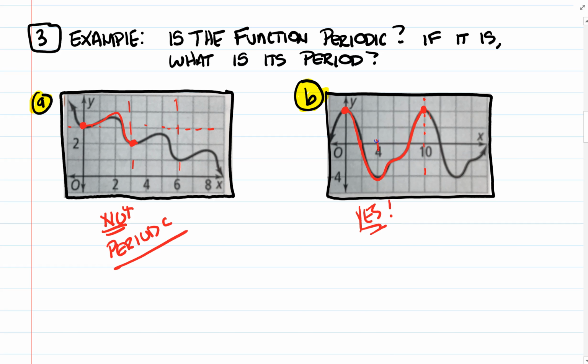So it would be 1, 2, 3. Oh wait, sorry, this is 2, 4, 6, 8, 10. So the period in this case would be equal to 10 units, whatever those units happen to be. So A is not, and B is yes.